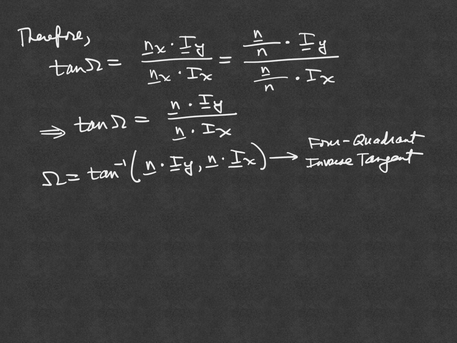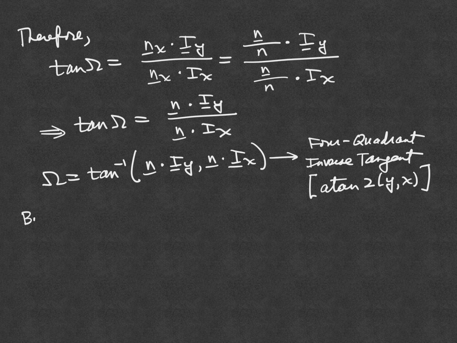It takes two arguments, y and x. The first argument is y, the second argument is x. On a computer, it's often referred to as atan2, and it would be atan2 of y comma x. Now, once we have that, we actually have the angle.